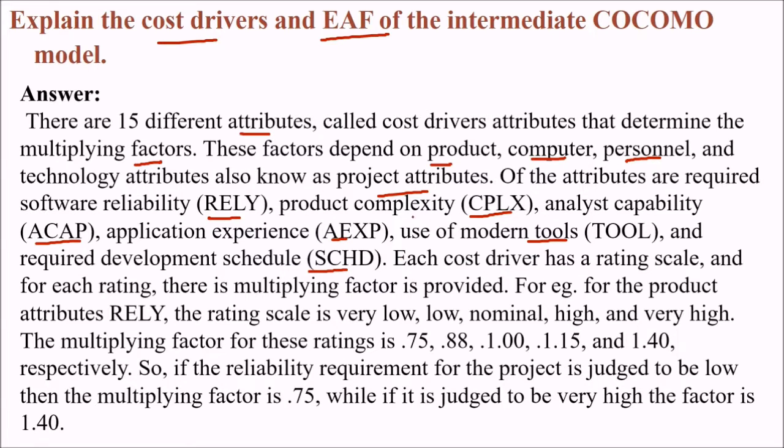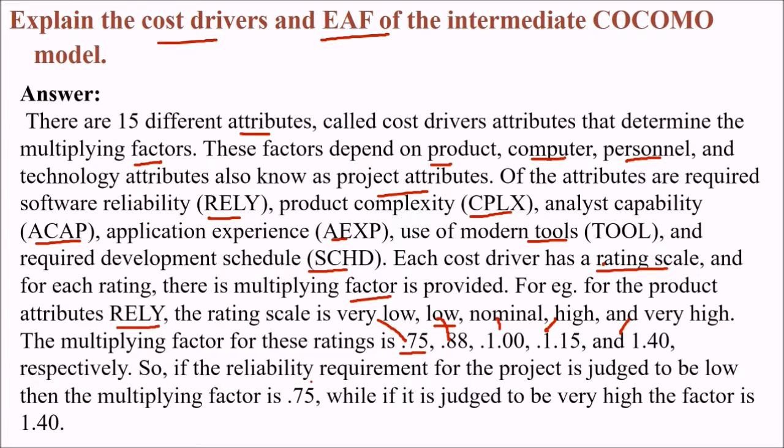Each cost driver has a certain rating scale, and for each rating there is a multiplying factor which is provided. For instance, for the product attribute RELY, that is the reliability, the rating scale is very low, low, nominal, high, and very high. And the multiplying factors for these ratings are 0.75, 0.88, nominal, high, and very high, respectively.